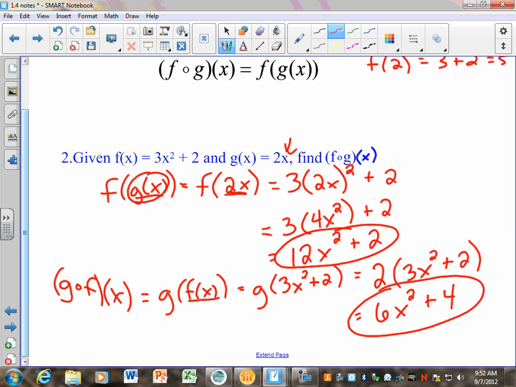Questions about that? Vague memories of doing that? When we talk about inverses, this is how you prove that two functions are inverses. When you do their compositions, you get back the identity function. And so when we talk about inverse functions, this is going to come up a lot.